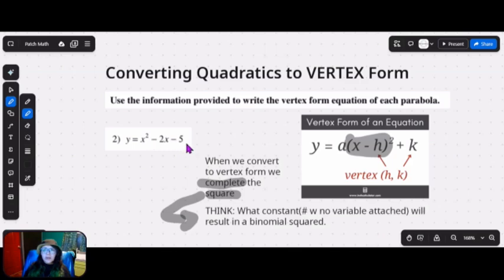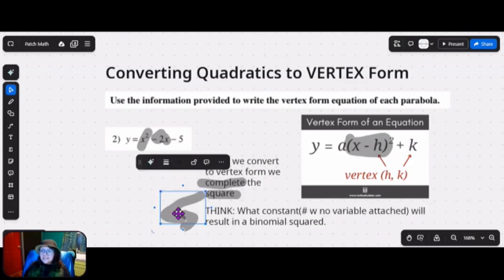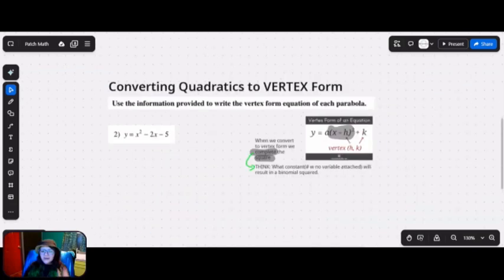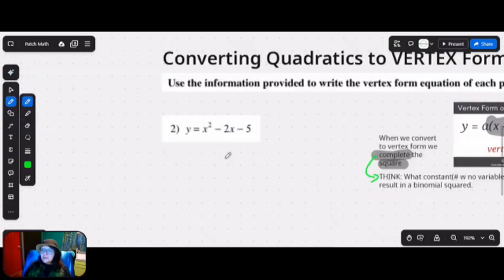Well, if we look at what we have here, we're not going to be able to get a binomial squared when we factor that. So we've got to move some things around. The goal is to keep the x squared and then negative 2x on the right-hand side and move the current constant away so we can find a new constant that will result in a binomial squared when we factor our quadratic. So bear with me one moment.